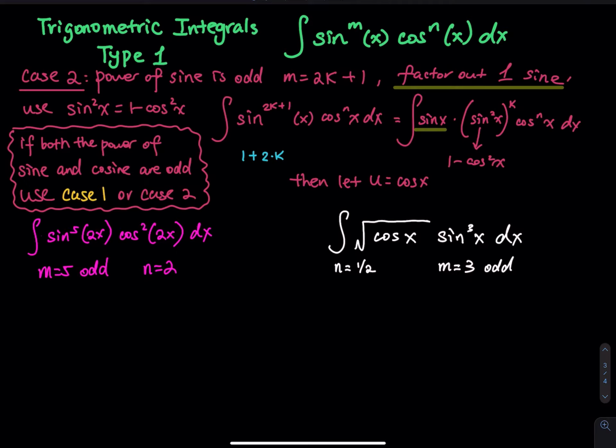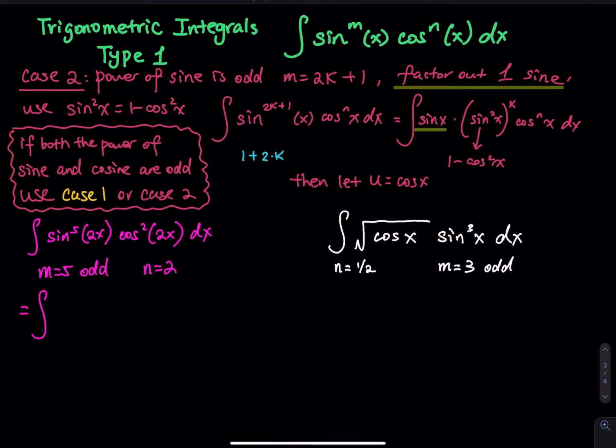I prepared two integrals for you. In the first integral, sine is raised to the 5th power, 5 is odd. In the second integral, sine is raised to the 3rd power, 3 is odd. Let's take care of the one on the left first. We have an odd power on the sine. What should we do? According to case 2, we have to factor out a sine. So let's do that.